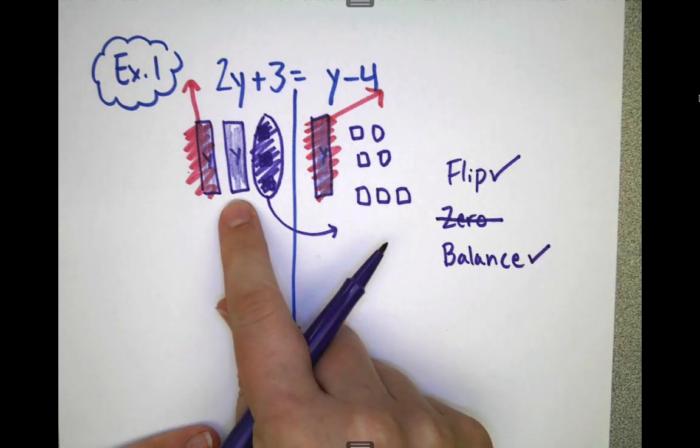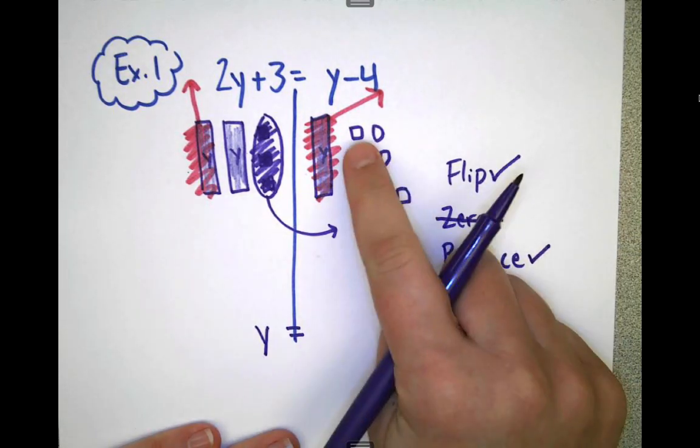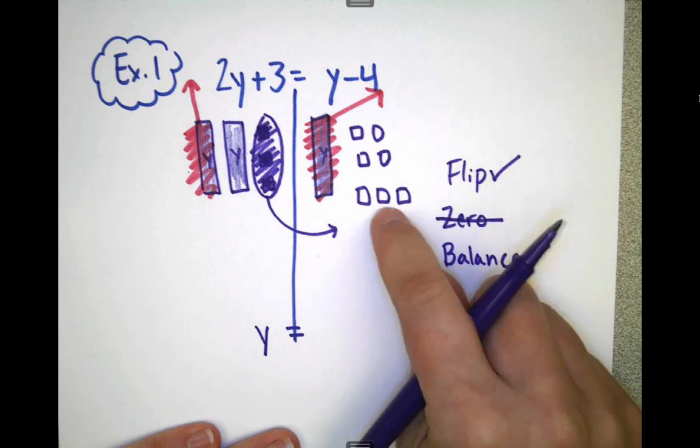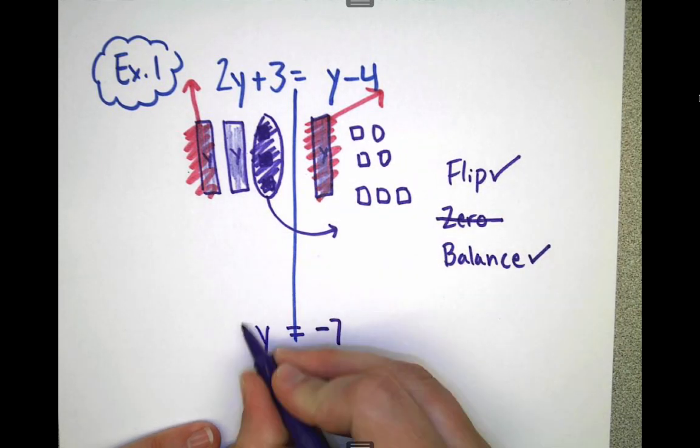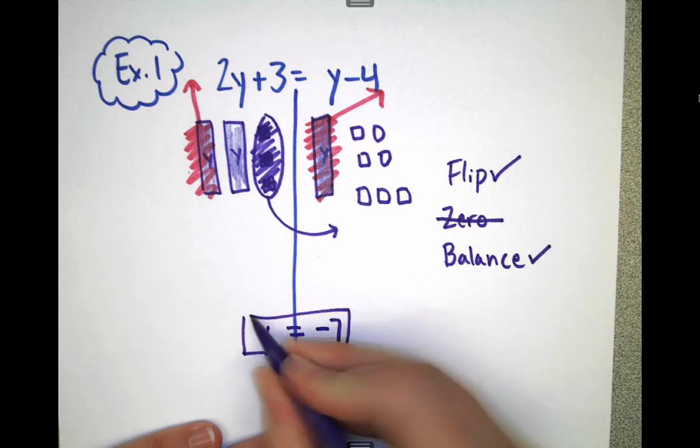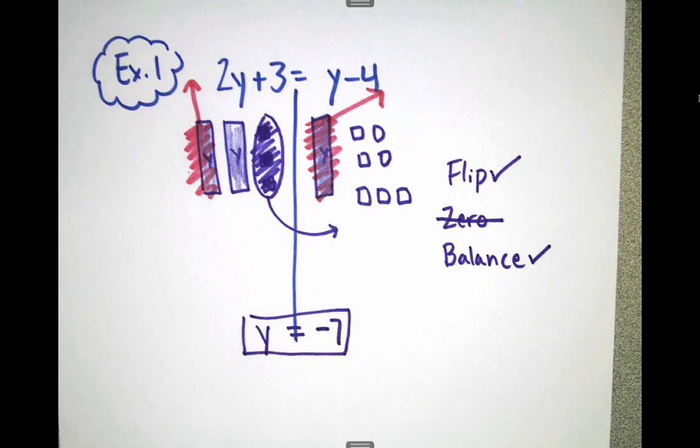Now we've got y by itself, and over here we have 1, 2, 3, 4, 5, 6, 7 units. So our answer, those are negative 7 units, is y equals negative 7. And there it is. There's our answer.